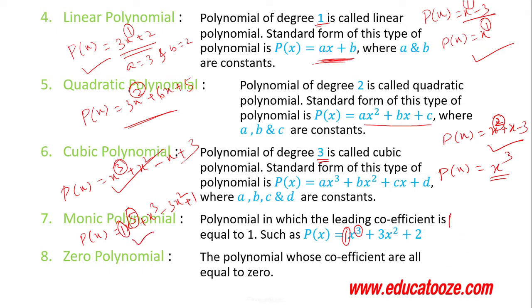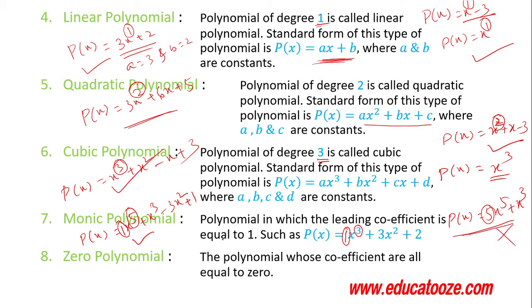Now if you take p of x equal to, say, 5x power 5 plus x power 3, is it a monic polynomial? No, because the leading term is x power 5, and the coefficient of x power 5 is 5. So the leading coefficient is not equal to 1. That is why this is not a monic polynomial.